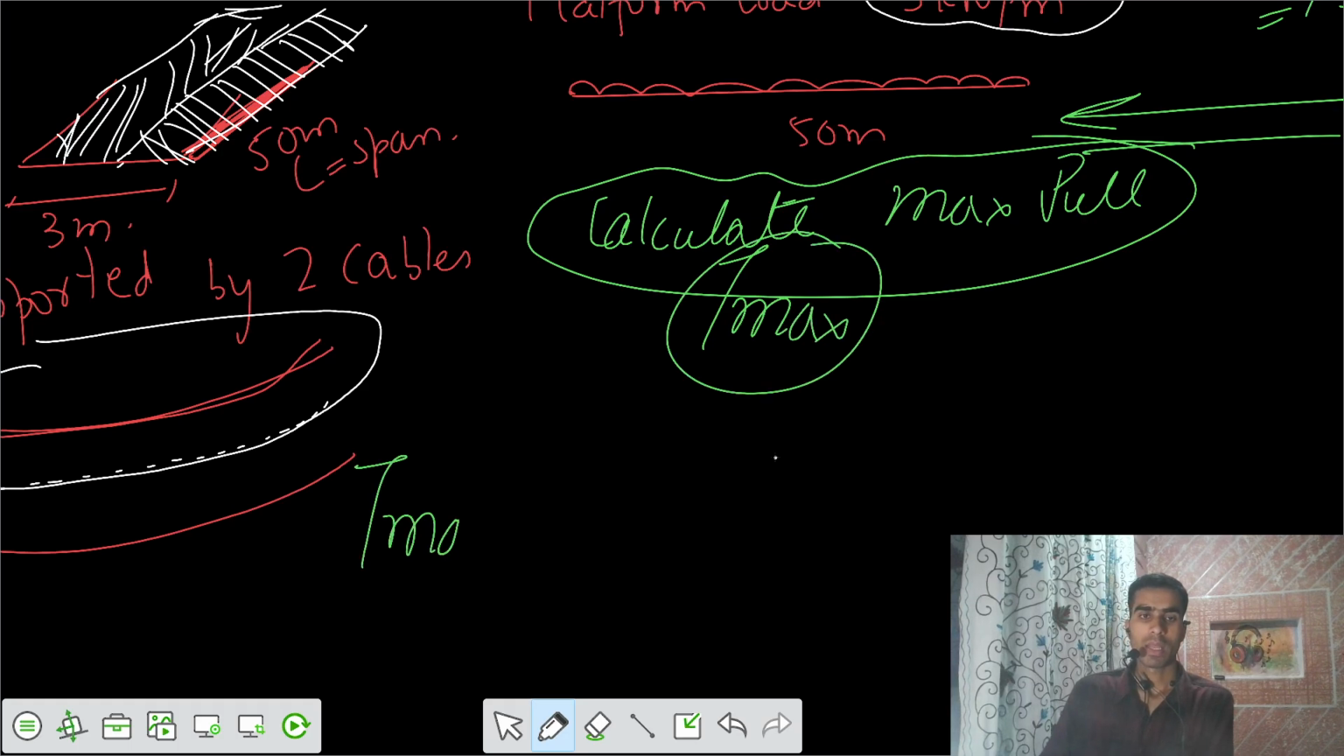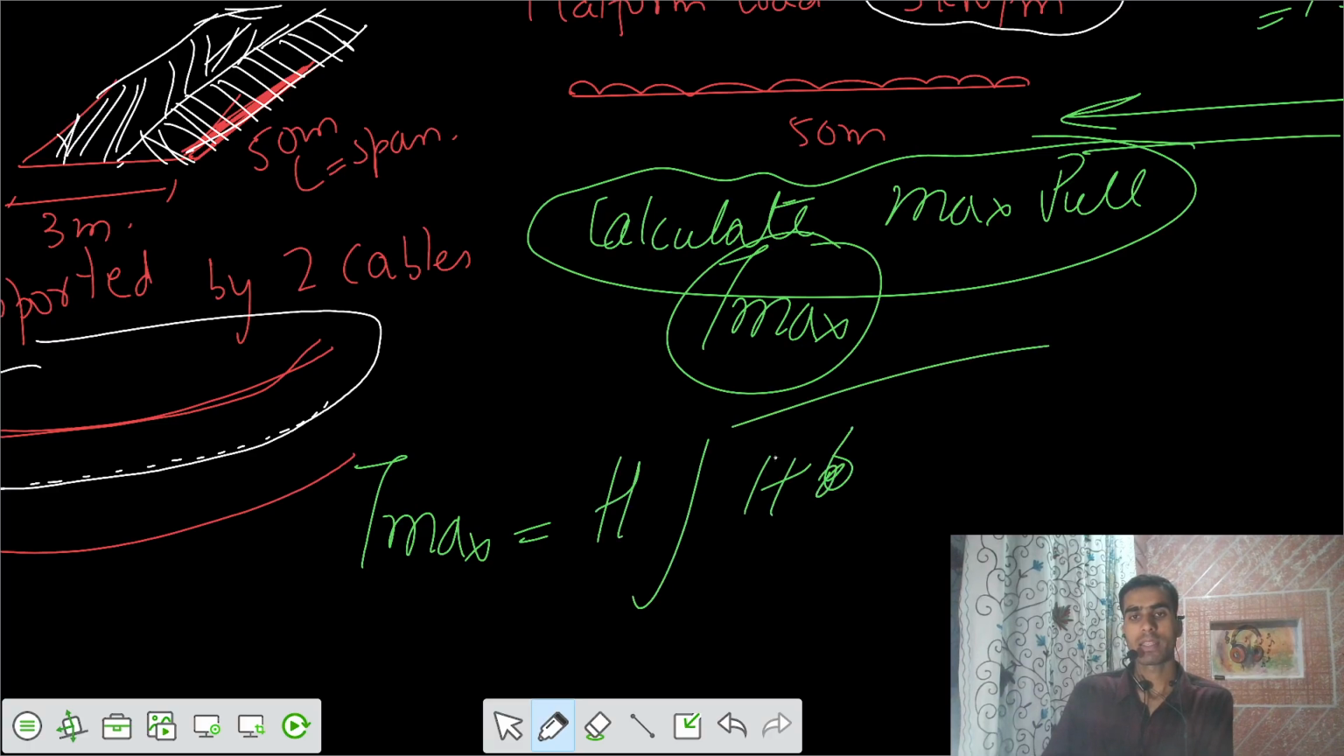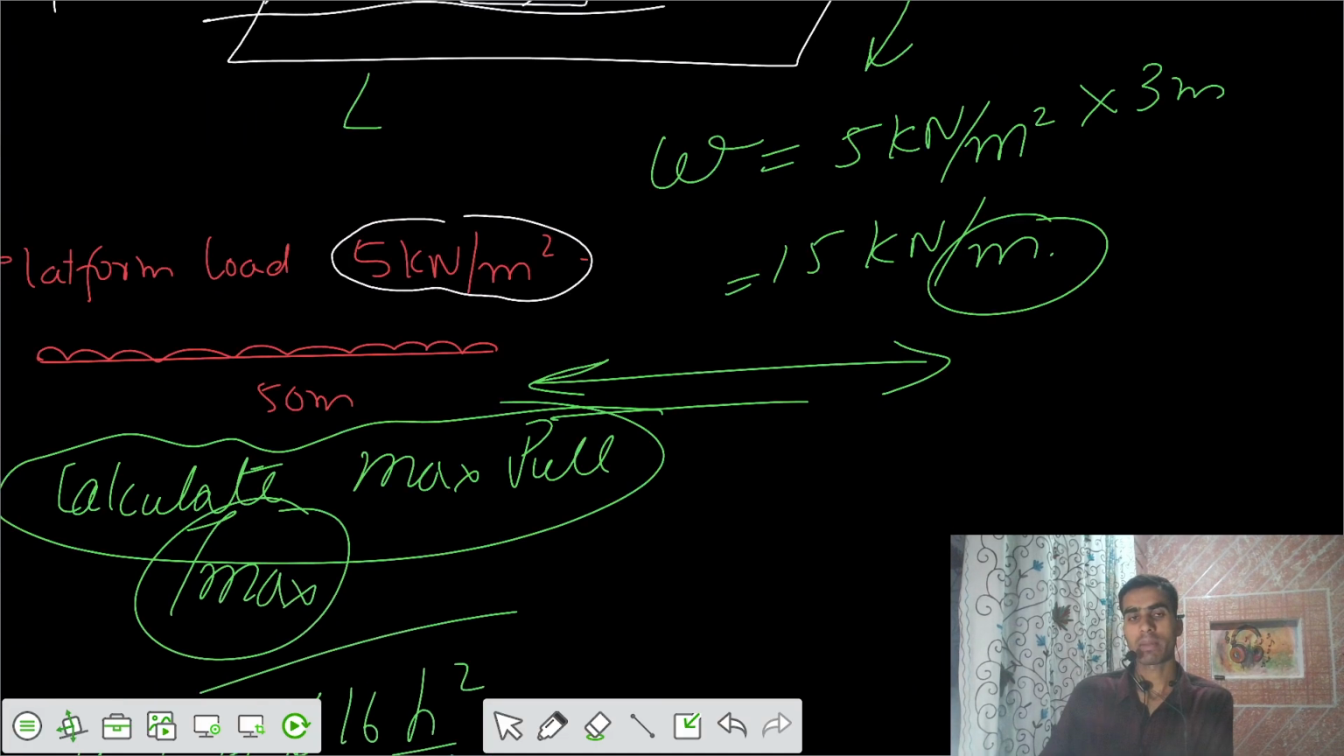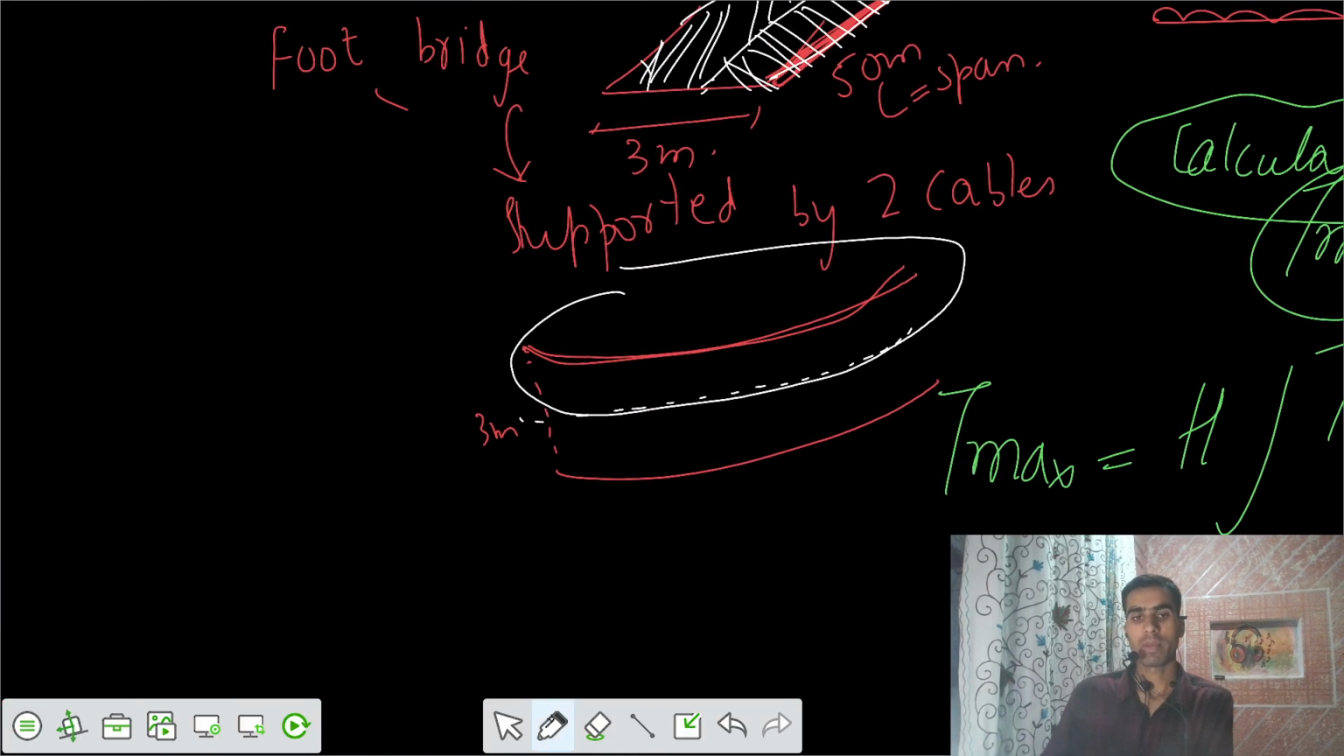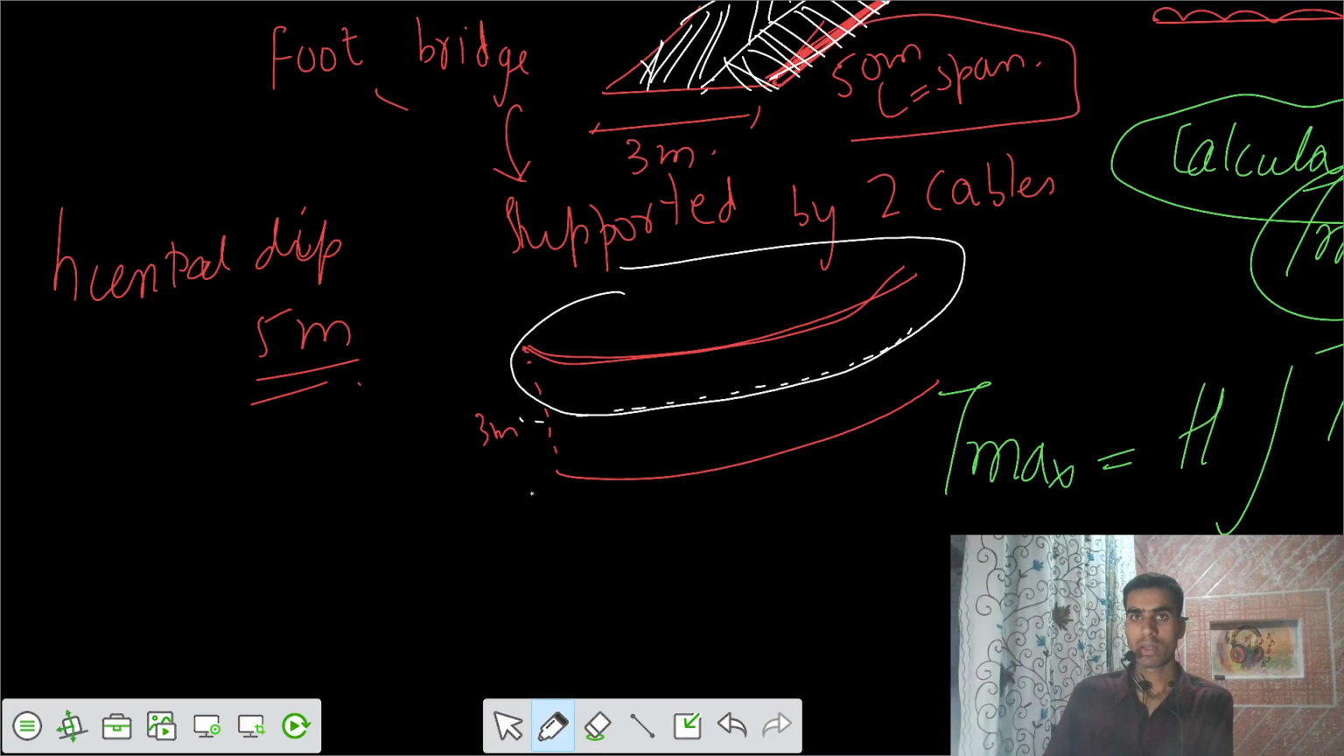For Tmax, if the structure is symmetric, the value is equal to H times the square root of 1 plus 16 times S square by L square. So we also need the sag. What's the maximum sag we can allow? That's also provided: the sag, or central dip, equals 5 meter. The total span is 50 meter, so that is 1 by 10th of the span, the central sag.